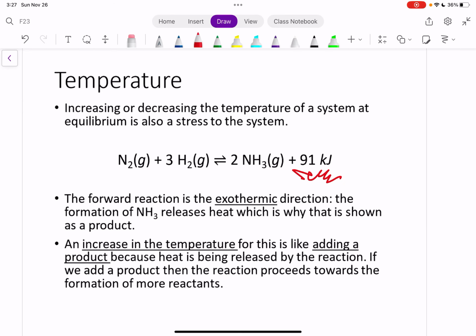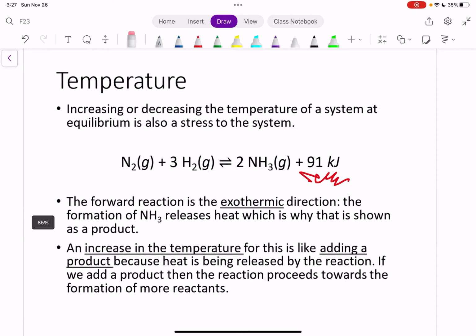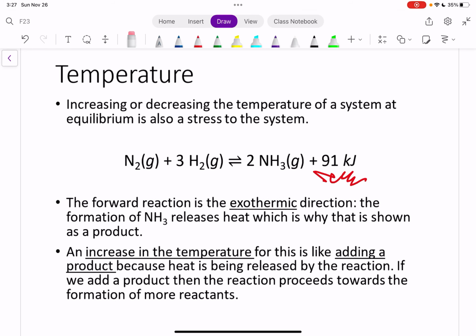All right, another factor, or stressor, that can affect our system, according to Le Chatelier, is temperature. So if we increase or decrease the temperature of a system that's at equilibrium, that also adds stress to the system. Looking at this example here, we've got N2 reacting with H2 to give NH3. And it turns out that this reaction is exothermic. I know that because, remember, exo means releases heat.